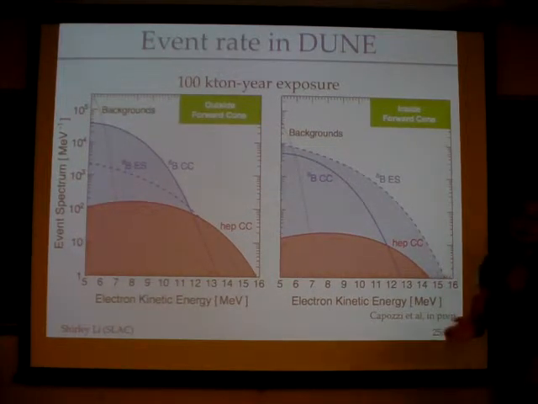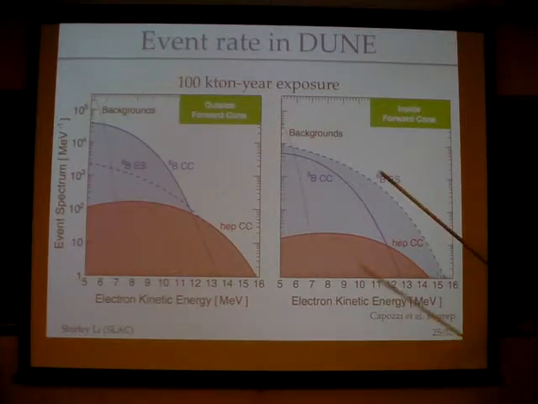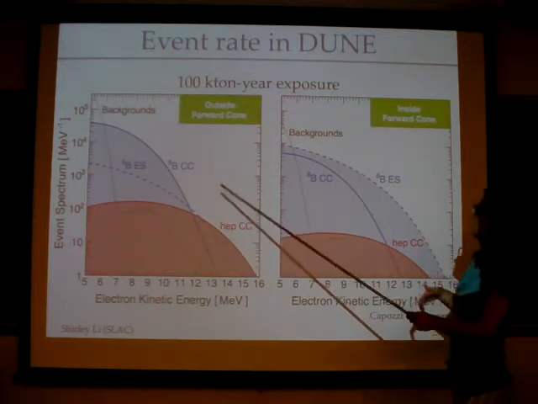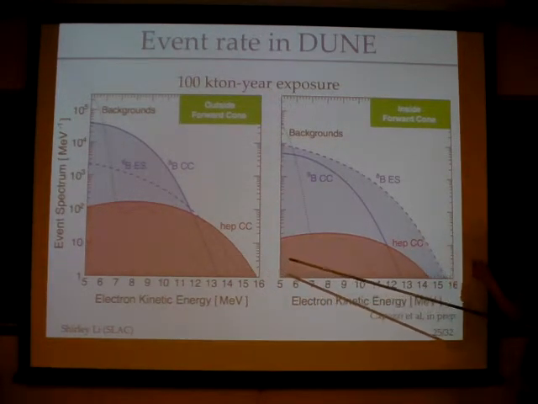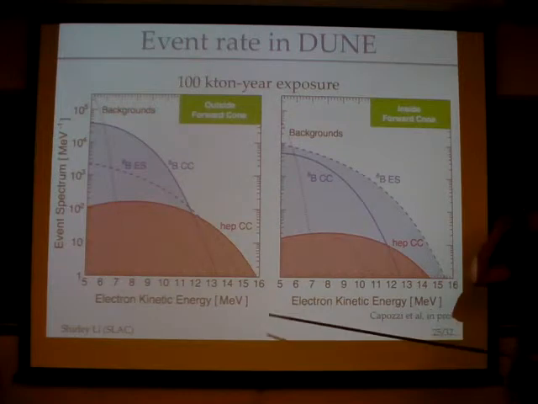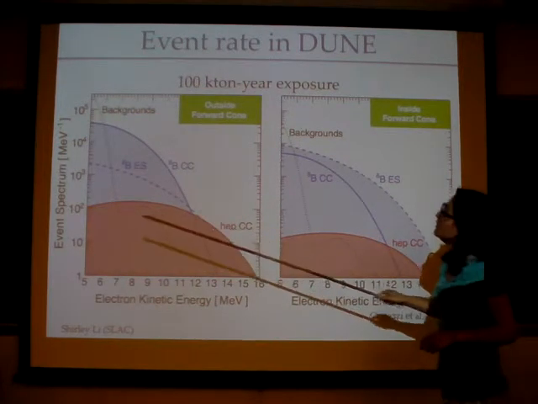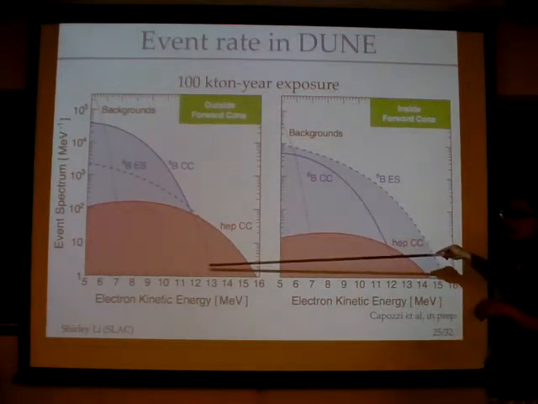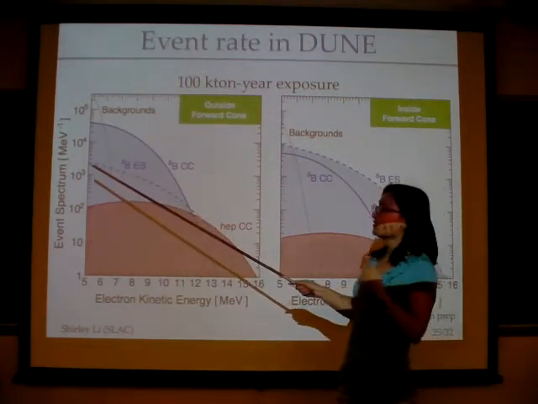Inside this forward cone, you would expect mostly electron scattering events, and outside this forward cone, in this isotropic region, you would expect mostly charge current. So this is what we show, with an exposure of 100 kton-year. This is all the event rate we have. So let's look at the lines. In the isotropic region, the largest thing is boron-8 charge current. And just to see, there's a lot of events.